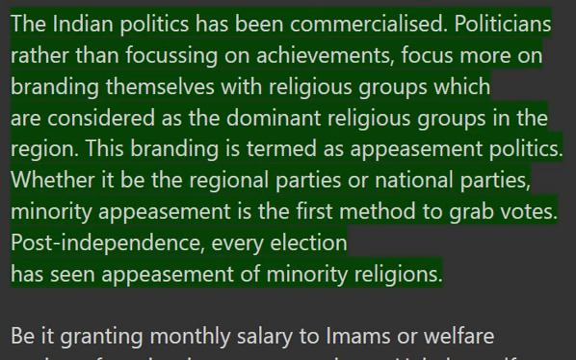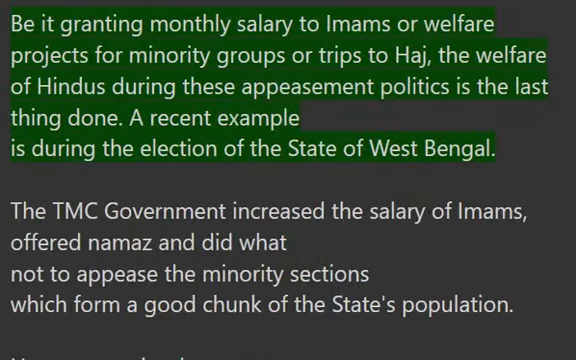This branding is termed as appeasement politics. Whether it be the regional parties or national parties, minority appeasement is the first method to grab votes. Post-independence, every election has seen appeasement of minority religions. Be it granting monthly salary to imams or welfare projects for minority groups or trips to Hajj, the welfare of Hindus during these appeasement politics is the last thing done.